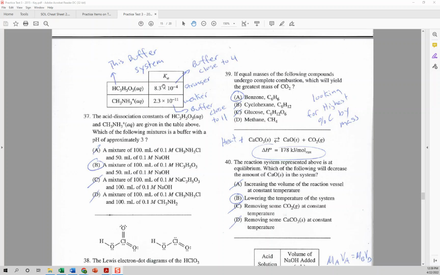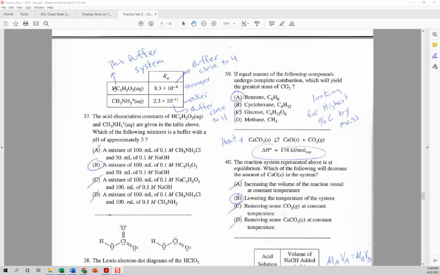Now, we don't have a calculator, so I can't take the negative log of this. Okay, but remember, when you take the negative log base 10 of something, it's close to that exponent. So this is going to be a pH around 4, maybe a little bit less than 4, but close to 4. And this would be a pH close to 11. So I know I'm not going to make this buffer system. That's going to maintain a pH closer to 11. This one will be closer to the desired pH that I want.